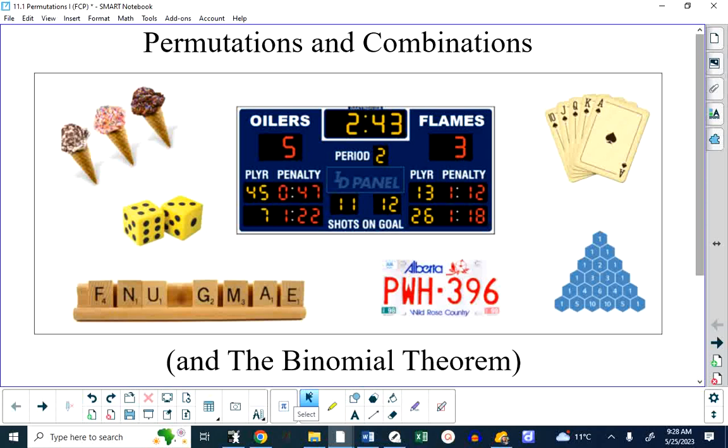This is called permutations and combinations and the binomial theorem, and I've put the binomial theorem in brackets because although it is connected specifically to combinations, the binomial theorem is worlds apart in terms of what we do with it compared to permutations and combinations. And one of the things that we're going to start off with today is making sure that you understand the difference between a permutation and a combination.